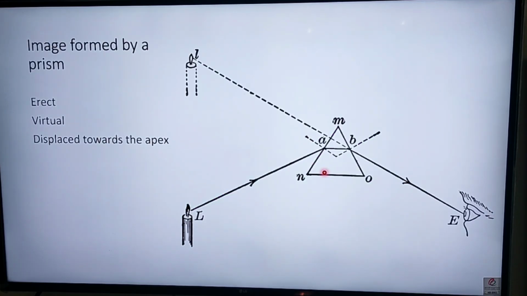Now talking about the image formed by a prism, it is erect, virtual, and displaced towards the apex. So light from an image over here is the incident ray. It would be refracted in the prism, and as I've already said, it would be deviated towards the base. But the image will be formed towards the apex, and the eye has to move towards the apex in order to see the object of fixation, and the amount by which it moves is equal to the angle of deviation.